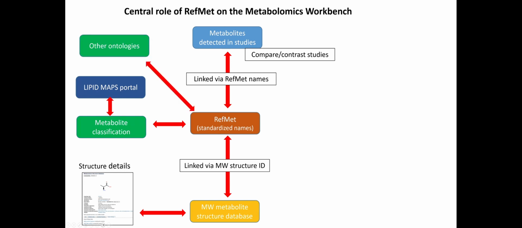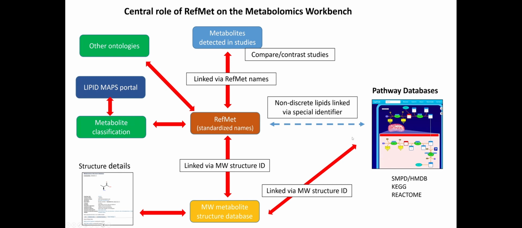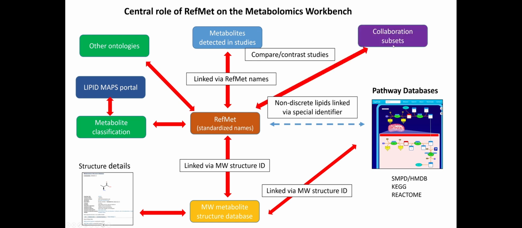It provides links to other ontologies, including KEGG ID, PubChem ID, etc. It links to pathway databases, including SMPDB, HMDB, KEGG, Reactome, and many other resources, WikiPathways. And so it provides a complete link to those. And it connects to all collaboration subsets. We have connection to GNPS and other resources, and so it connects us to different collaboration sites.